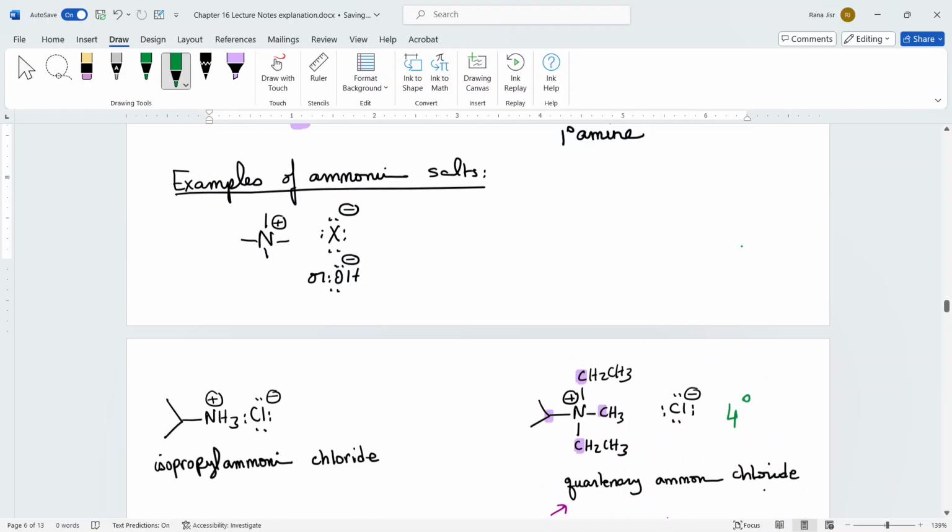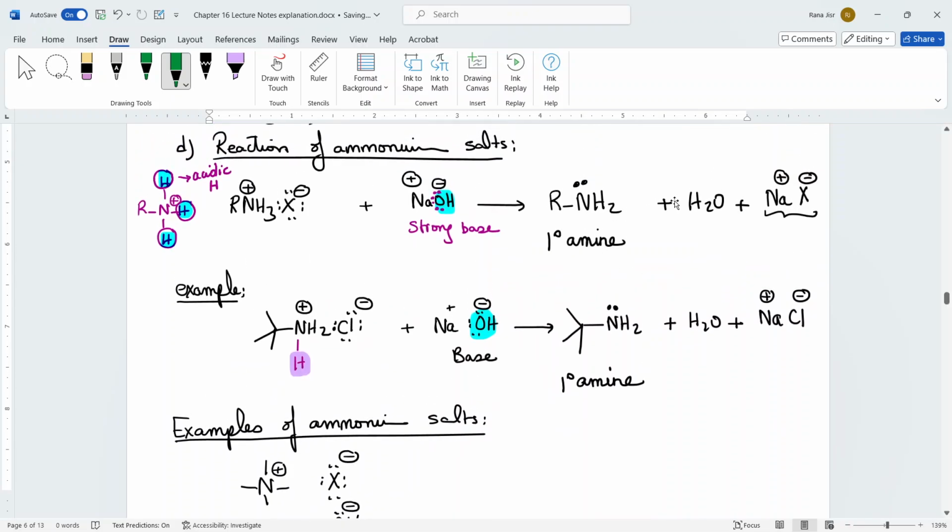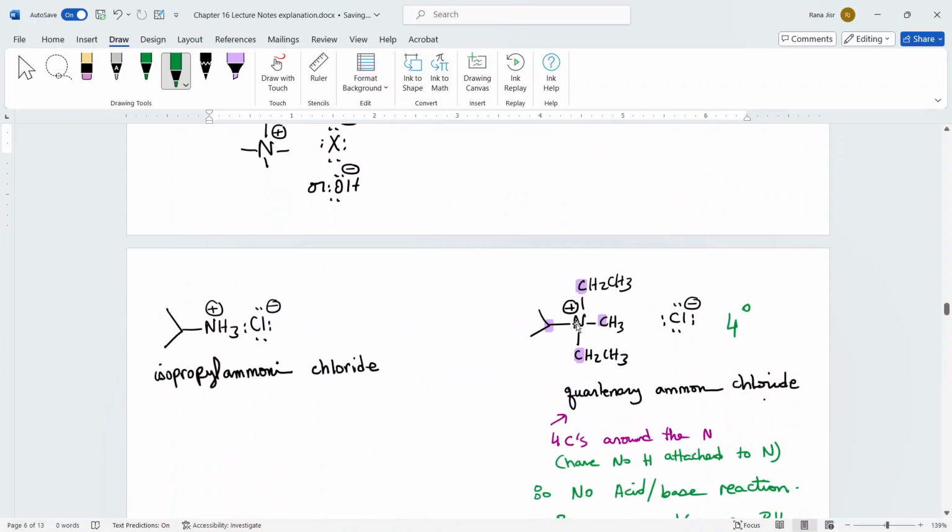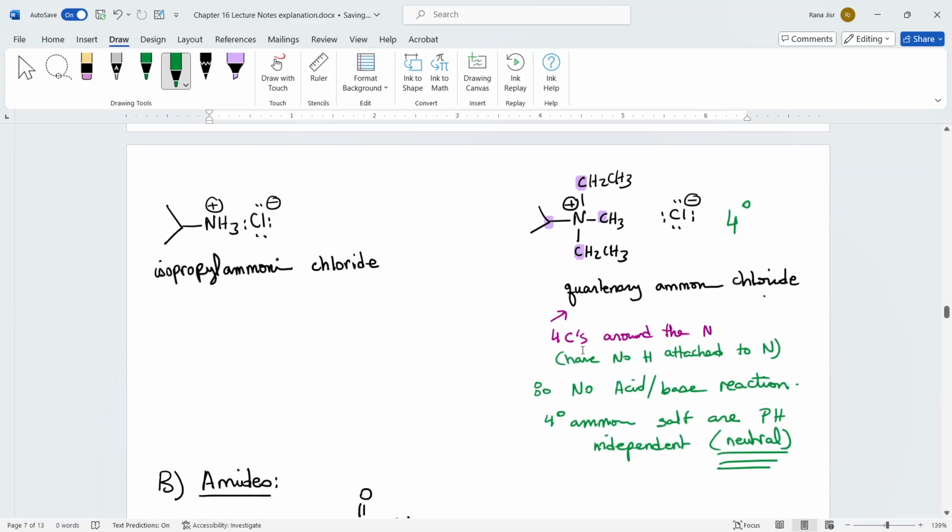For the other type of ammonium salts, no, they are not pH independent because their product is a base. So for this one, the product is a base. So this means that the pH in the solution is high. Here it's a base, the pH is high. But for these, you cannot react them with sodium hydroxide or any base in there because there is no acidic hydrogen. So this is why these are considered to be neutral compounds. They are pH independent, meaning that they do not react with bases.